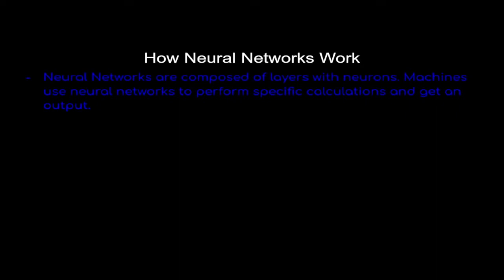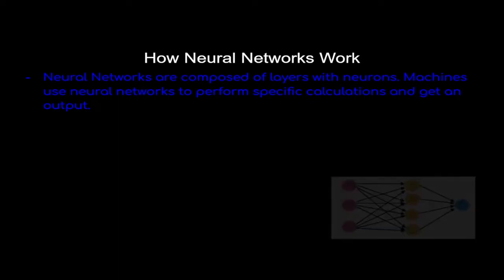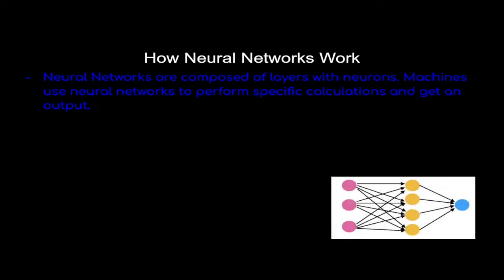First off, what is a neural network? A neural network is composed of layers with neurons. Neural networks are a method that machines use to perform specific calculations and get a clear output. So this is a diagram of a neural network. As you can see, these three are all layers, and these circles are considered neurons.